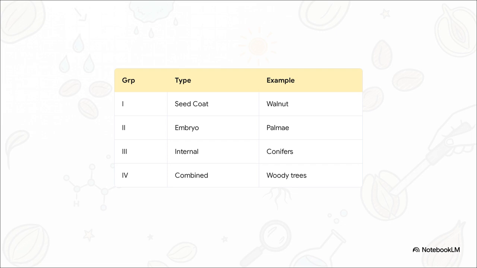Group 2 is the rudimentary embryo, like in palmae, where the embryo literally has to physically grow more before it can germinate. Then we have Group 3, which is endogenous or internal dormancy. This is regulated by inner tissues and is super common in conifers. And finally, Group 4. This is the ultimate defense, combined dormancy. It's a double lock seen in woody trees that requires sequential, step-by-step treatments to finally crack.